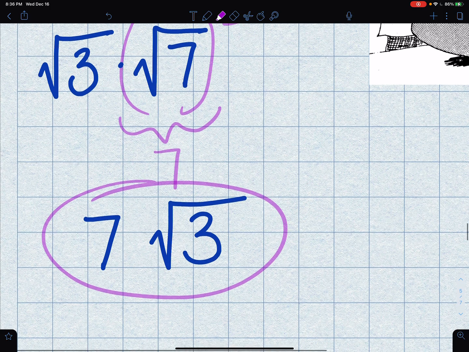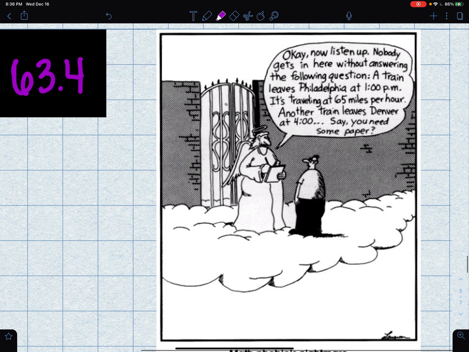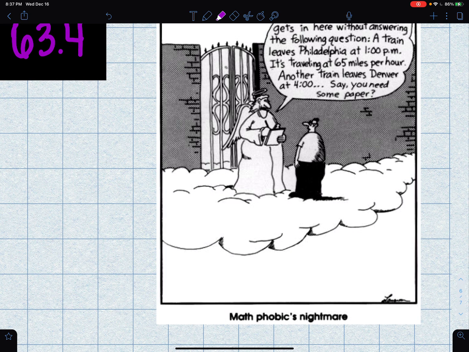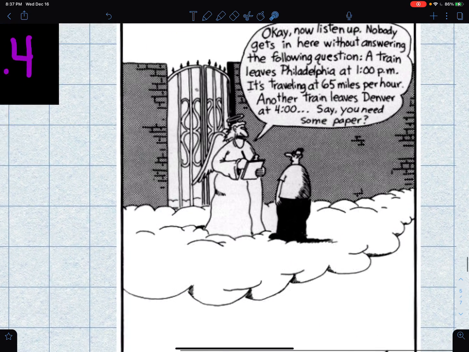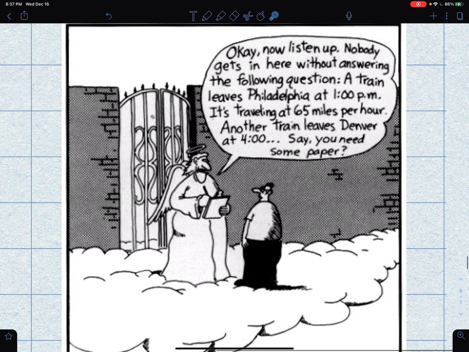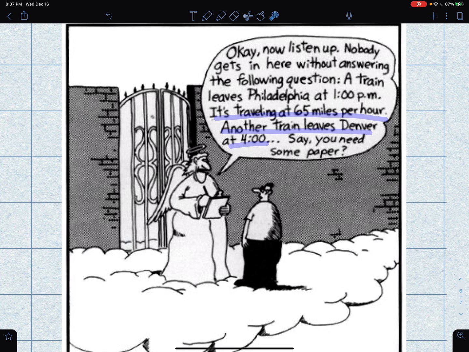All right, let's do one more. One more. We got this, right? Let's look at this cartoon. It's called Mathphobic's Nightmare. Okay, so it looks like a guy showing up at the pearly gates, and this guy is saying, okay, now listen up. Nobody gets in here without answering the following question. A train leaves Philadelphia at 1 p.m. It's traveling at 65 miles per hour. Another train leaves Denver at 4 o'clock. Say, you need some paper?